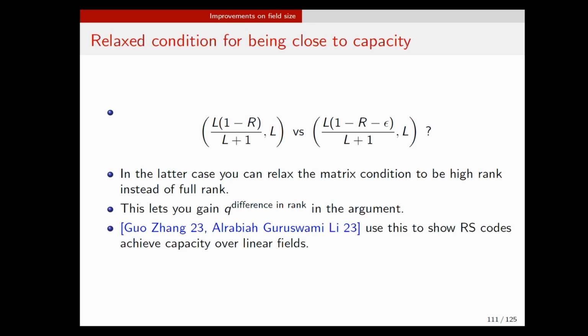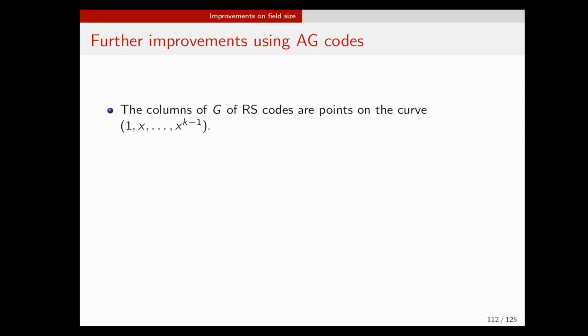So that's how. This idea first came from Guo and Zhang, although they used a very different trajectory to get here, to show that Reed-Solomon codes can achieve capacity over quadratic size fields. Then there was a technical improvement, with many new ideas, by Alrabiah, Guruswami, and Li, which finally shows that Reed-Solomon codes can achieve capacity over linear size fields.